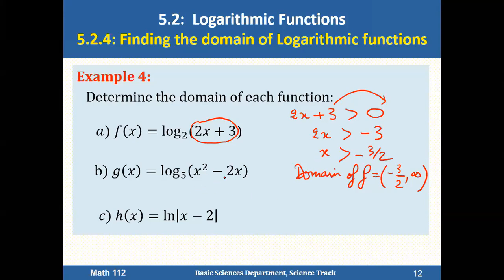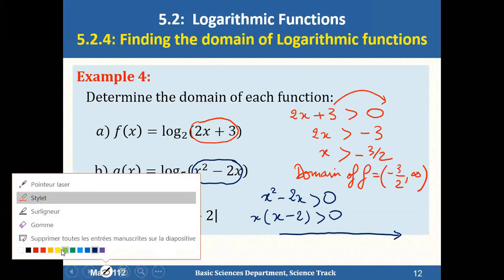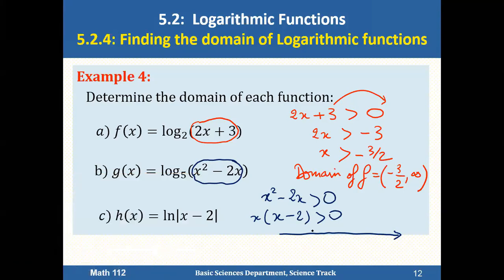الثانية x square minus 2x. So same condition, log is defined on 0 to infinity. لازم x square minus 2x positive. This is a quadratic inequality. So how to solve it? common factor. To solve it, we have to find the zeros. So we draw the real line. So what are the zeros here? عندنا 0 and 2.